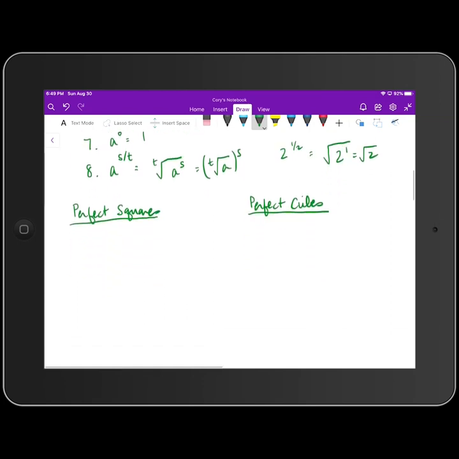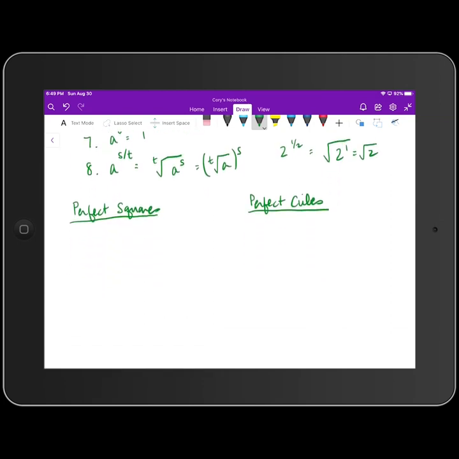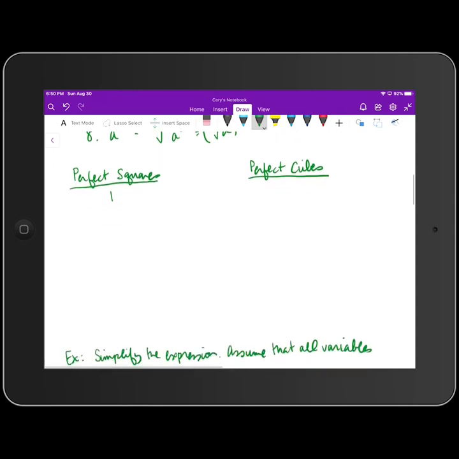Okay, next thing I want to talk about are perfect squares and perfect cubes, because we're going to use these to help us simplify radical expressions. Okay, so if I want numbers that are perfect squares, I want to take each of the positive integer values and square them. So the first perfect square is 1 squared, which is 1. The next one is 2 squared, which is 4. Next one is 3 squared, which is 9.